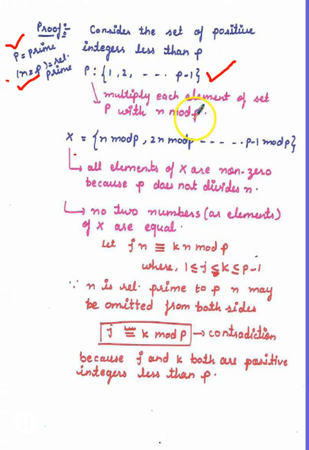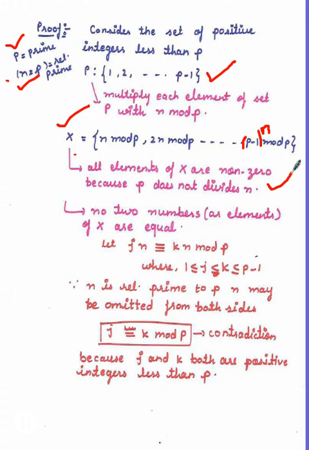Now we multiply each element of this set P with n mod p. Here another set X will be n mod p, 2n mod p, up to p minus 1 times n mod p. We find two facts about this set X.